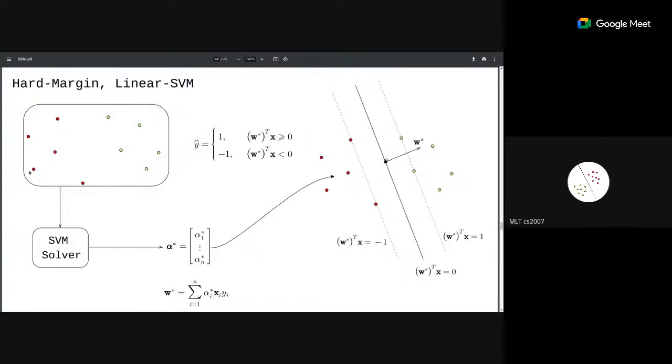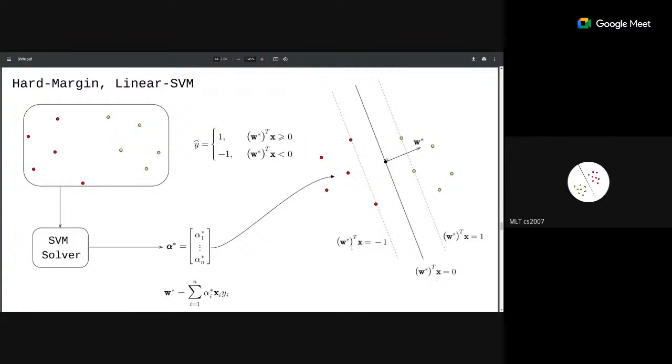You are given a data set, a bunch of red points, a bunch of green points. You pass it into a black box that you call the SVM solver. What that SVM solver is internally going to do is formulate the dual problem, solve for the dual variables alpha 1 to alpha n, and spit out the optimal dual values, alpha star. Once you have the alpha star, you can construct the W star. Of course, the solver will also give you W star. So you know both alpha star and W star, and using that, you can construct your decision boundary.